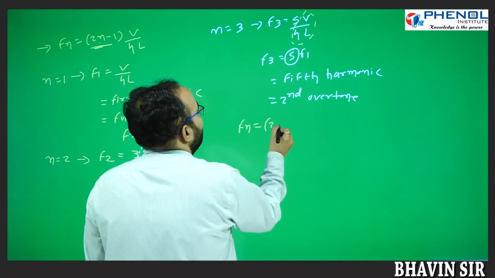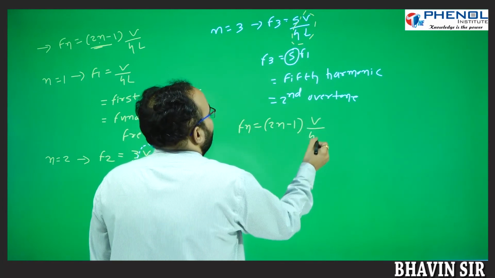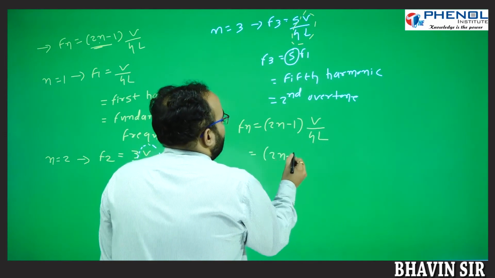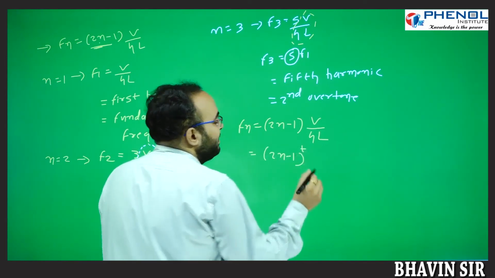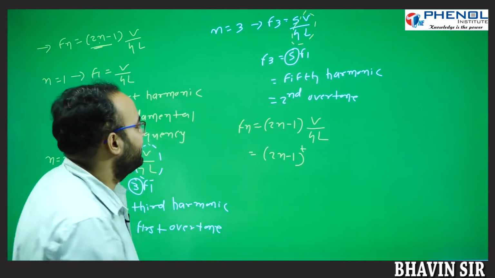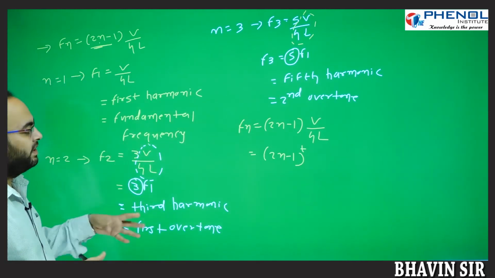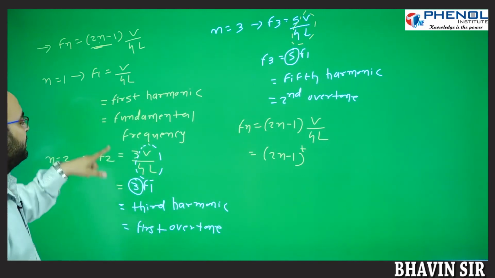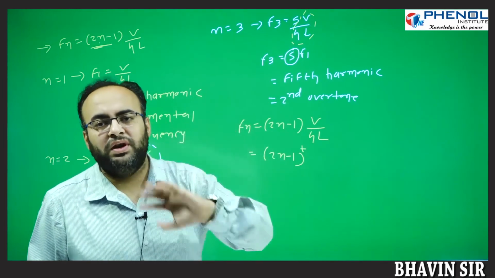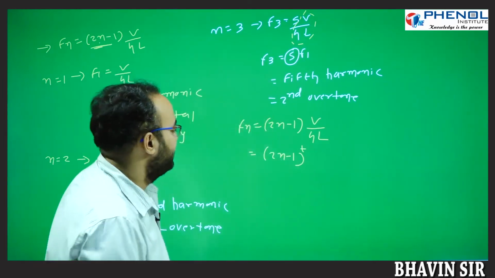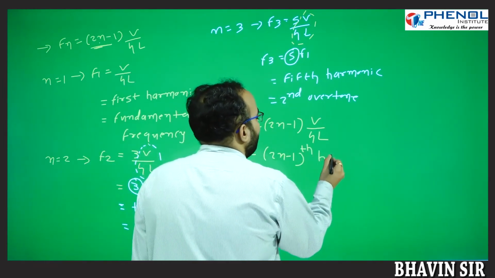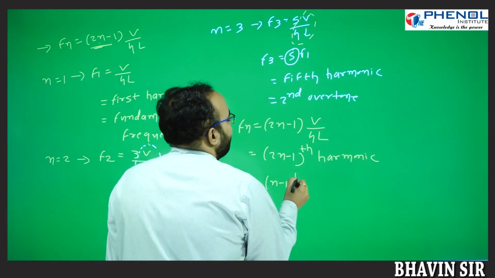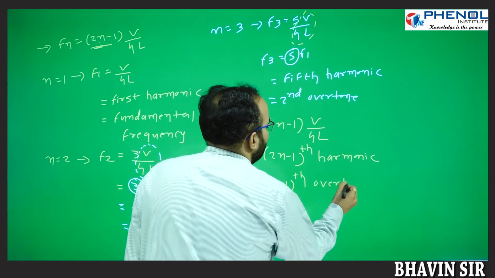So what is the general formula? (2n minus 1) v by 4l. So 2n minus 1 means the frequencies present will be odd, even will not come. 2f1 will not come, 4f1 will not come; f1, 3f1, 5f1, only odd harmonics are present. So 2n minus 1 harmonic, and overtone same, n minus 1 overtone.